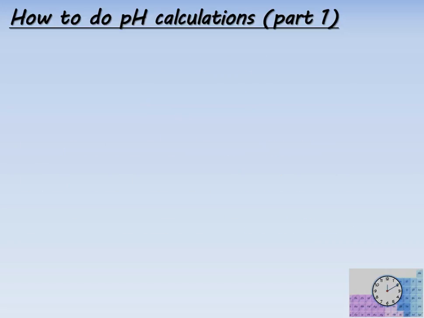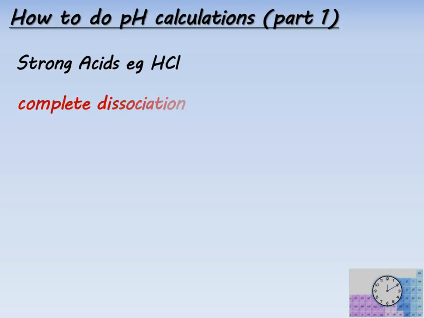So let's do a calculation starting off with strong acids. For example, hydrochloric acid. Remember from AS that the definition of a strong acid is something that will undergo complete dissociation when it dissolves in water. So consequently, hydrogen chloride, when dissolved in water, will dissociate fully to form H plus and Cl minus.